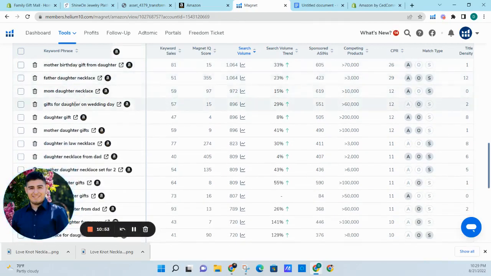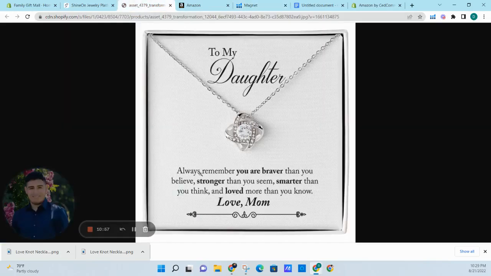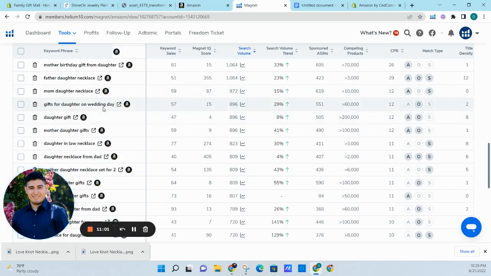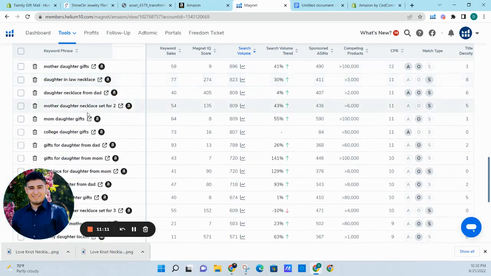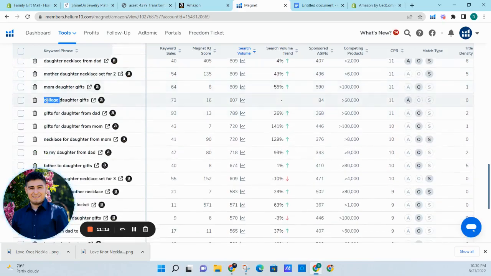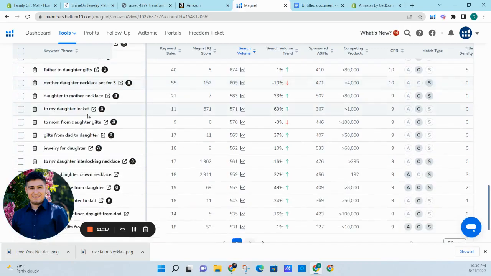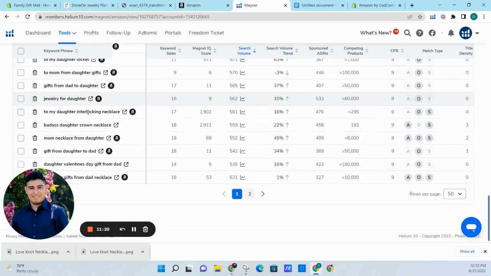So we found birthday and wedding day. Yeah, I guess you can do this for wedding day, right? But this is another good thing about Helium 10. You find potential niches, right? So maybe you could do a more focused message card next time saying to my daughter on her wedding day, right? College daughter, we've got college daughter too. Interlocking necklace is more specific, right?